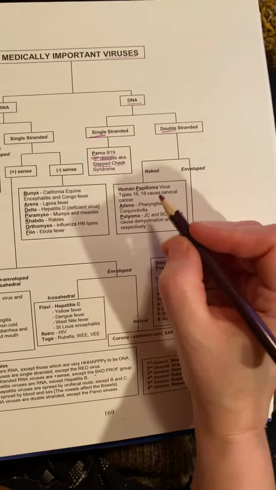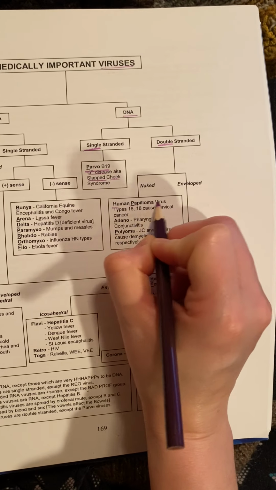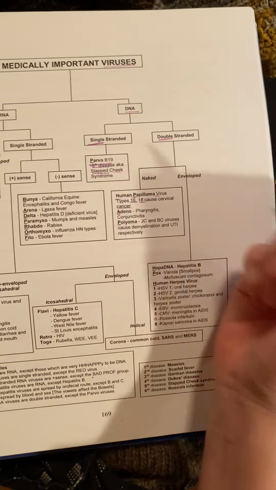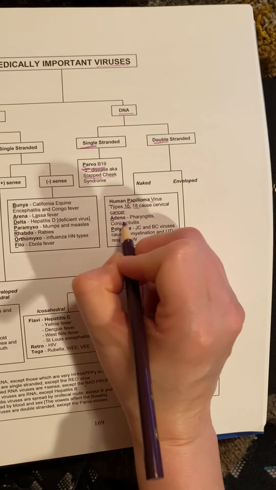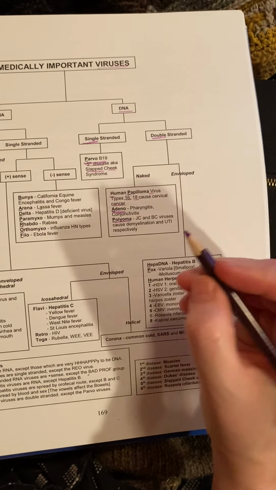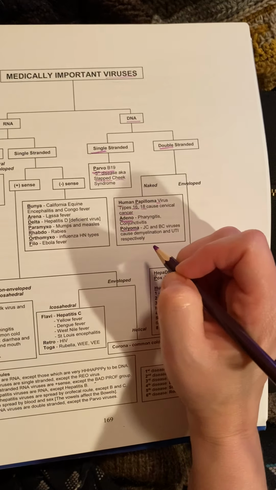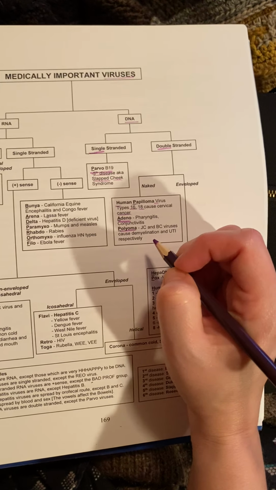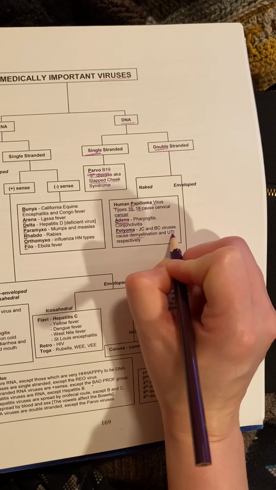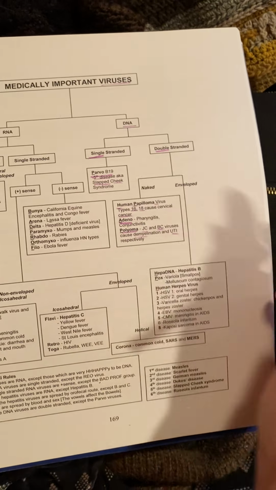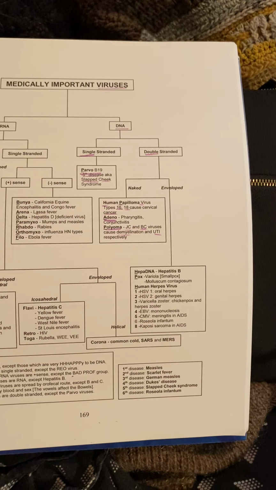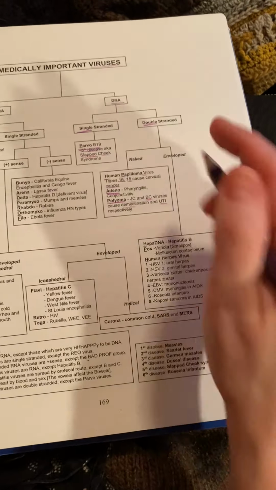Starting with the naked viruses, we've got HPV, types 16 and 18, cause cervical cancer. Adeno, pharyngitis, conjunctivitis. Polyoma, JC and BK viruses cause demyelination and UTI, respectively. Okay, the enveloped double-stranded DNA viruses.